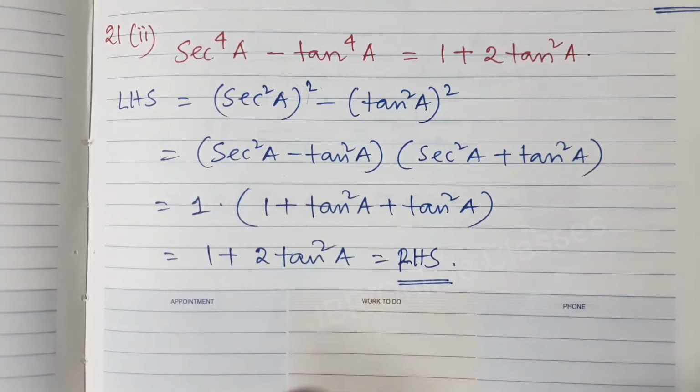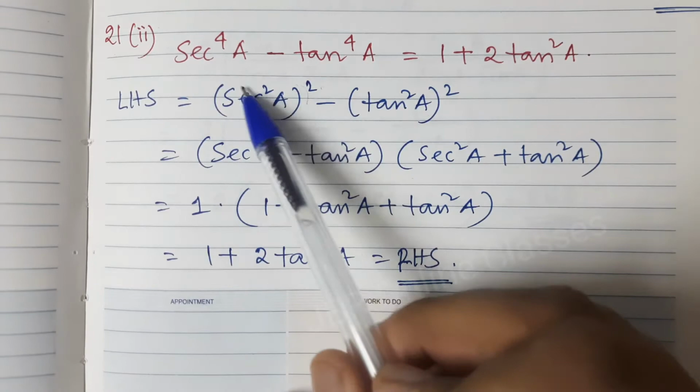So why we are writing that? Because we only have formulas like sine square plus cos square, sec square minus tan square, cosec square minus cot square. So all the formula you see that there are square terms involved. So that is the reason we always write the higher power in terms of squares.